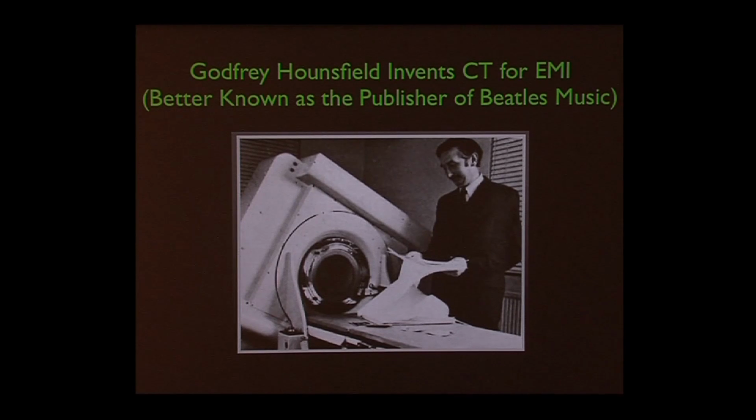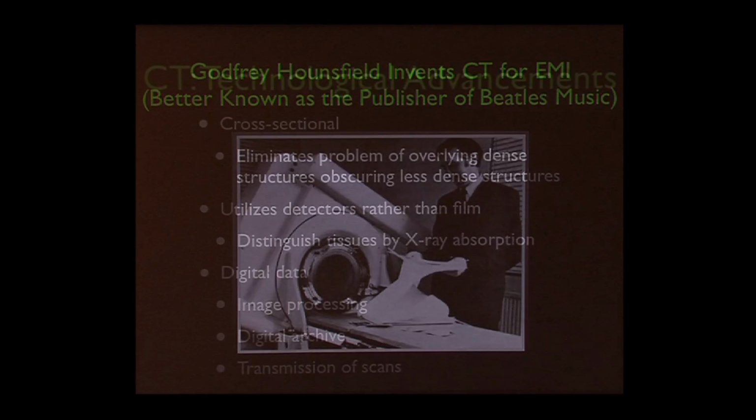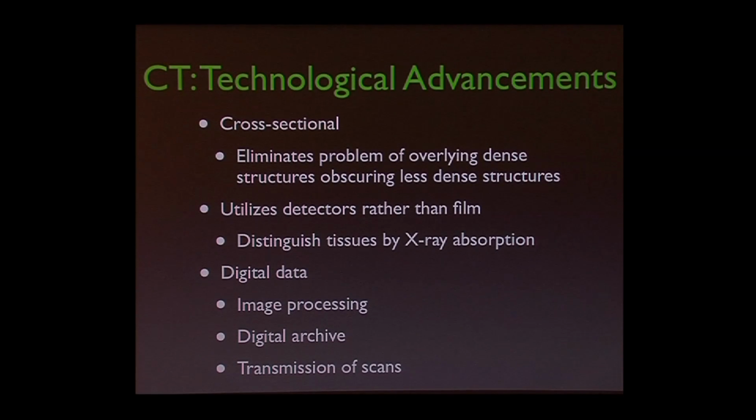So here is Godfrey Hounsfield with the first head scanner. It was only a big enough hole for a head. The first was introduced in 1973. And what it did was so revolutionary. Not only was it computer-based, but it was cross-sectional. So we could eliminate the effect of overlying densities on something that wasn't as dense. Bones in front of something like lung would obscure what was in the lung. Now that it's cross-sectional, we eliminate that problem.